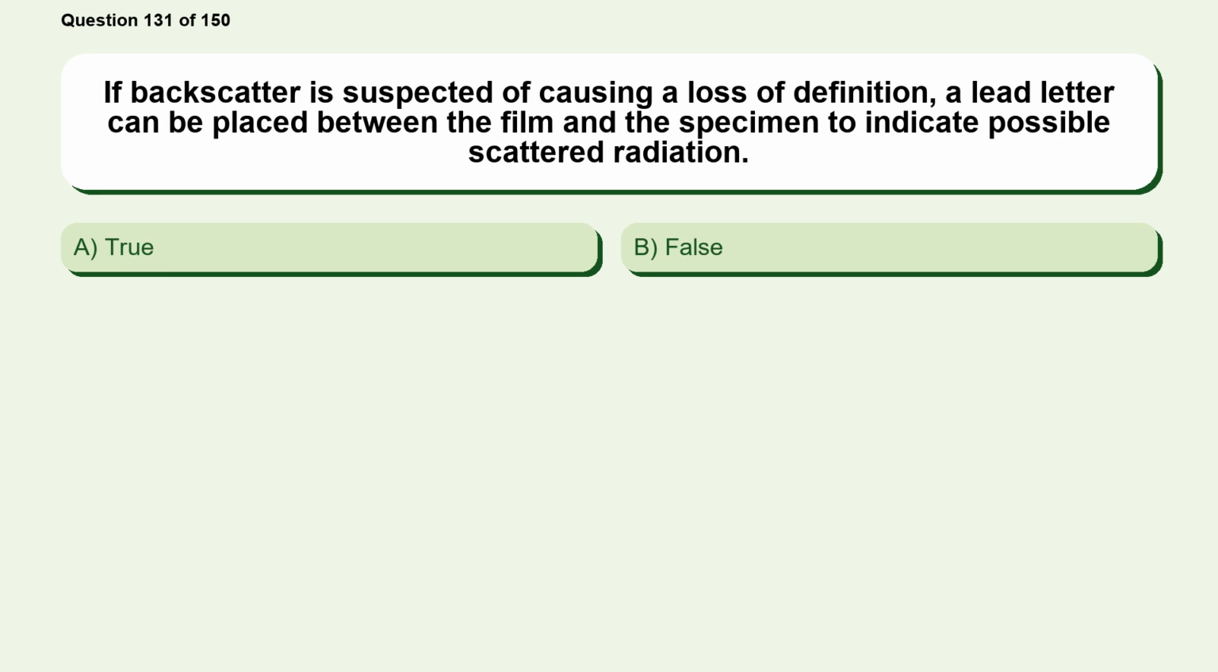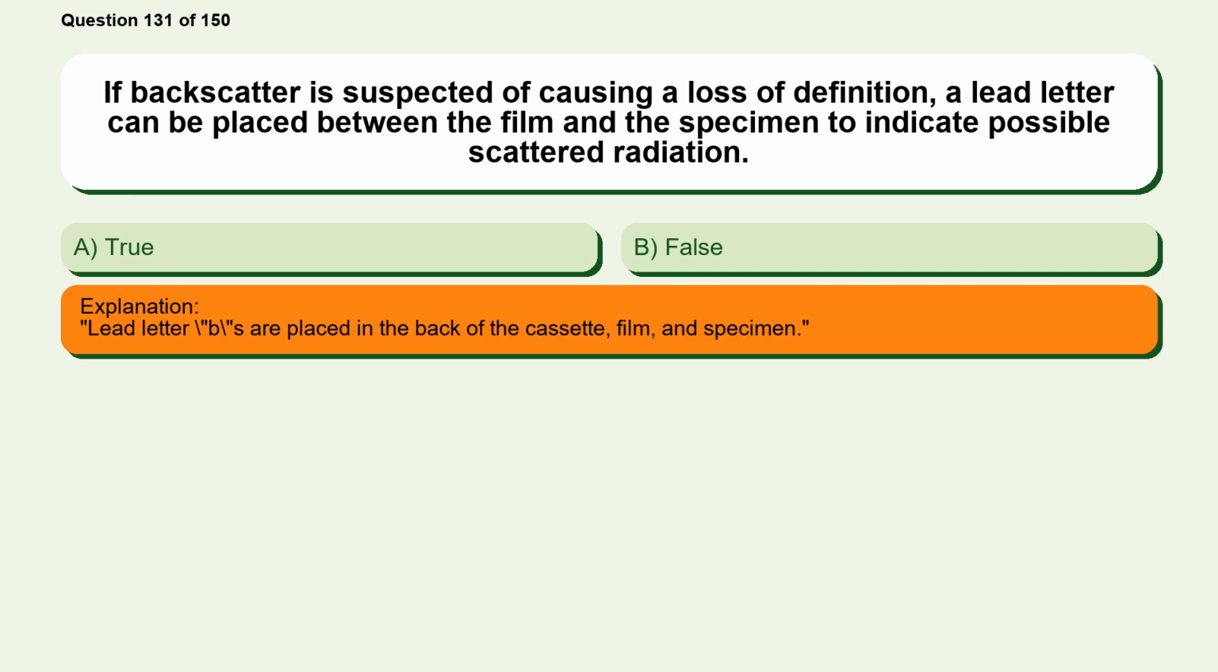Question 131. If backscatter is suspected of causing a loss of definition, a lead letter can be placed between the film and the specimen to indicate possible scattered radiation. Option A, true. Option B, false. The correct answer is option B, false. Lead letter B is placed in the back of the cassette, behind the film and specimen.